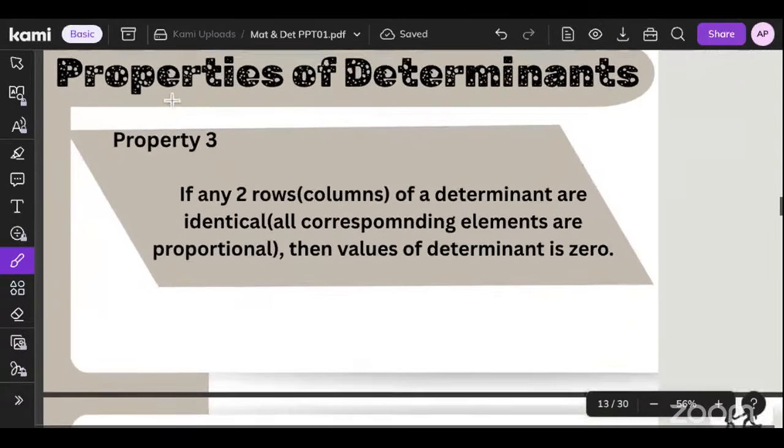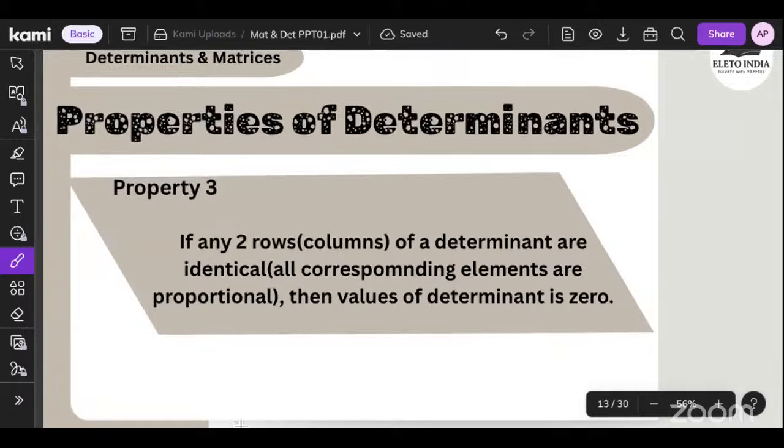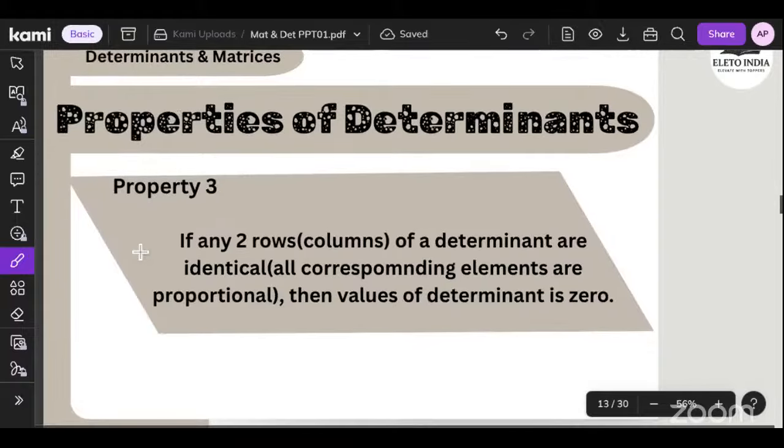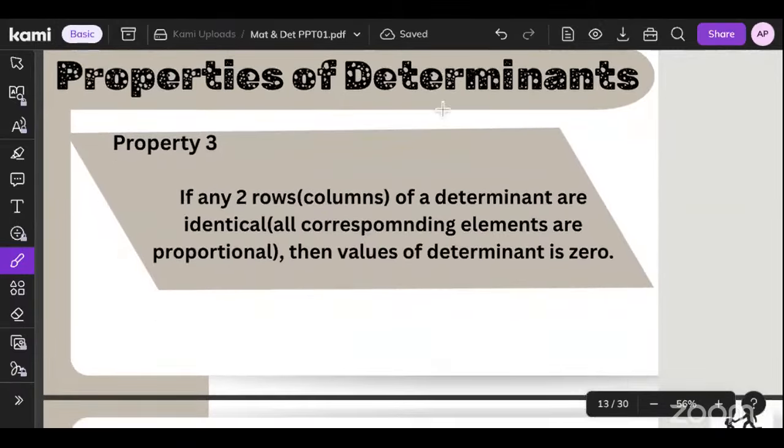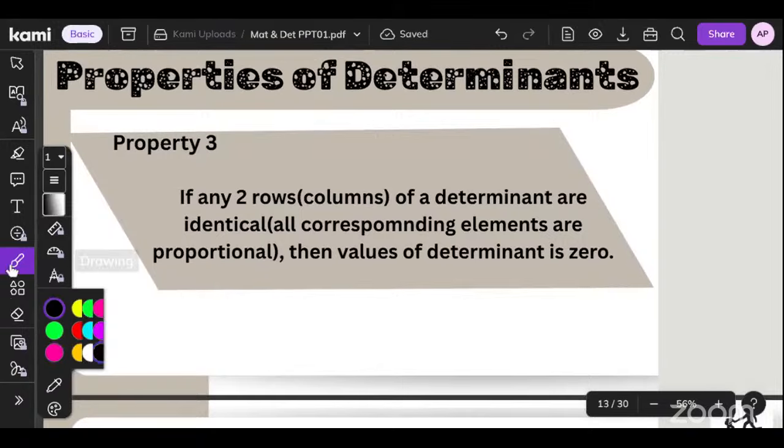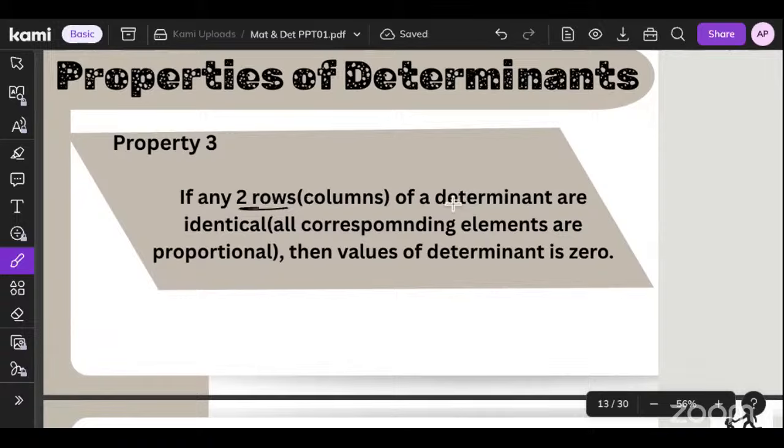And then let us see property 3. We still have properties 3 and 4 remaining, and we will wind up the session for today. Property 3: if any two rows or columns of a determinant are identical, or all corresponding elements are proportional, then the value of the determinant is 0.